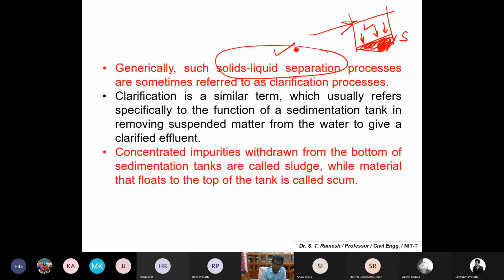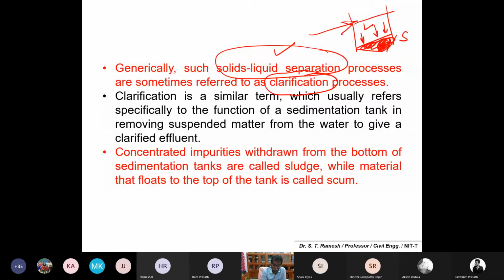Clarification is very simple: solid-liquid separation. That's what is termed the clarification process. The concentrated solids that accumulate at the bottom can be withdrawn. Impurities can be withdrawn from the bottom of the tank.